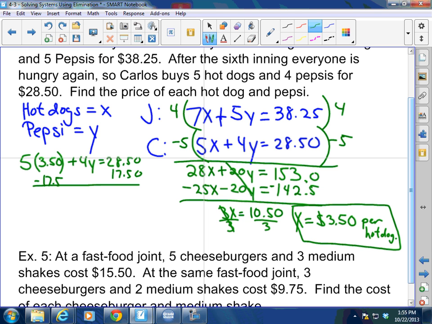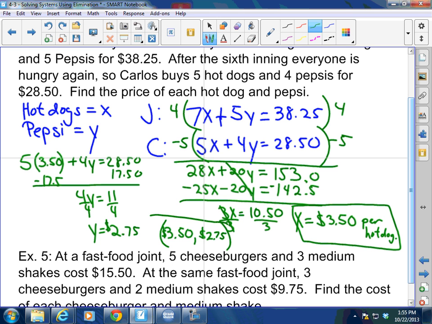I did do the math right there, right, guys? Yeah. 4y equals 11 bucks. 11 divided by 4. So y equals $2.75. Right? Yeah. So what's my solution? $3.50 for the hot dogs, comma, $2.75 for the Pepsis.